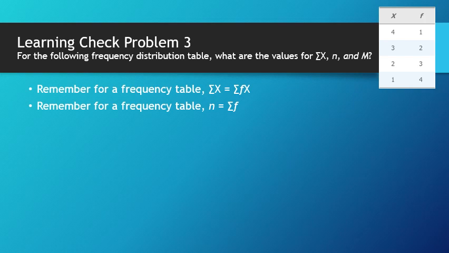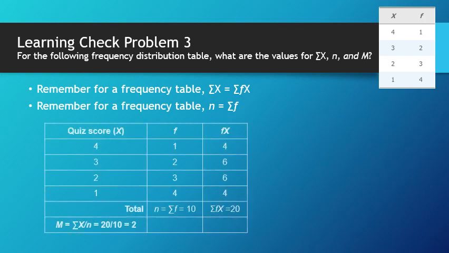So remember, for a frequency table, summation of x is equal to summation of the fx column, and n is equal to summation of f. So make your f times x column, multiply across to find f times x for each row. So 4 times 1 would be 4 for row 1, 3 times 2 would be 6 for row 2, and so on. And then you're going to do your summations. You're going to sum up the f column to get n equals 10, and you're going to sum up the fx column to get summation of x equal to 20.